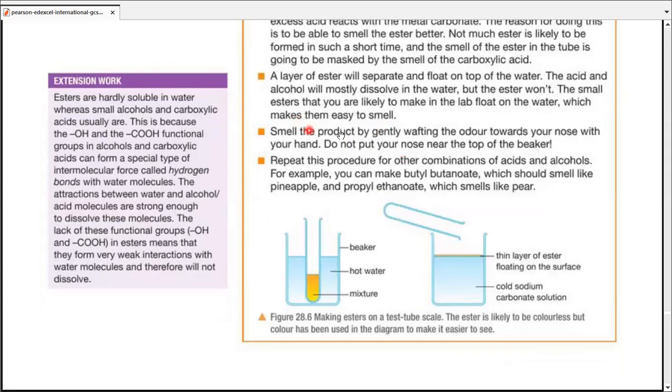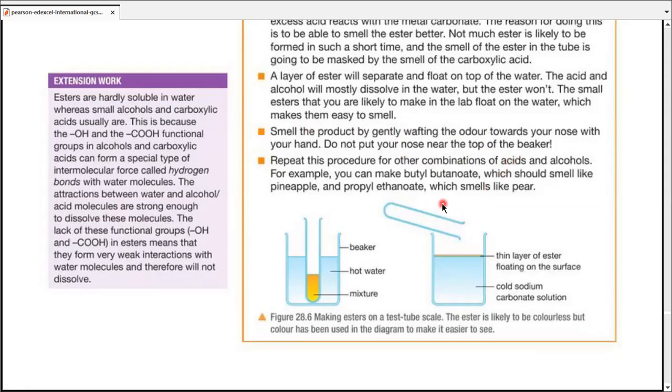Moving on, smell the product by gently wafting the odor towards your nose with your hand. Do not put your nose near the top of the beaker. That's the best way to smell any kind of fume in the lab. Wafting is a pretty good idea. Putting your nose right on top of the beaker or the test tube or wherever we are performing the experiment is not a good idea in the lab.